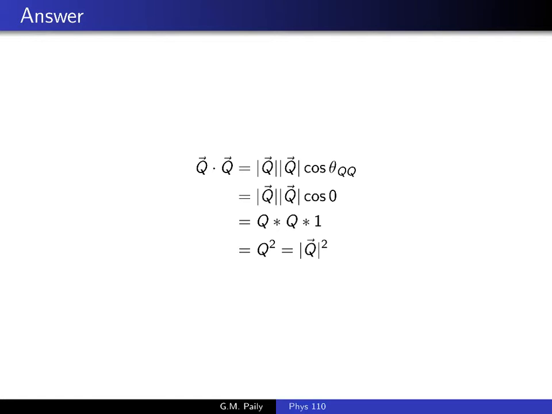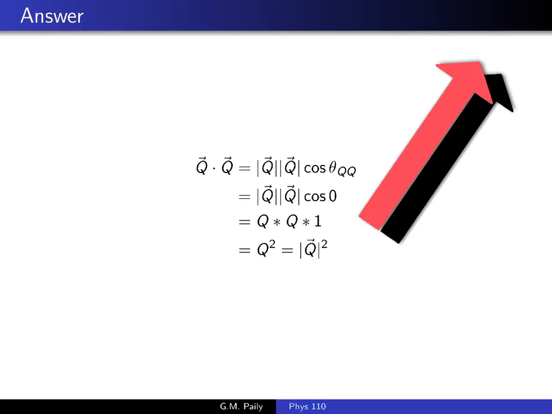Using the formula we've learned for the dot product, we get that q dot q is magnitude of q times magnitude of q times cosine of the angle between them. But the angle between q and itself is just 0. Since the angle between q and itself is 0, we have cosine of 0, which is 1. The magnitude of q, remember, can be denoted as just capital Q without the arrow, right? With the arrow, it's a vector. Without the arrow, it's just a magnitude. So Q times 1, which is Q squared, which can also be written as magnitude of q squared.